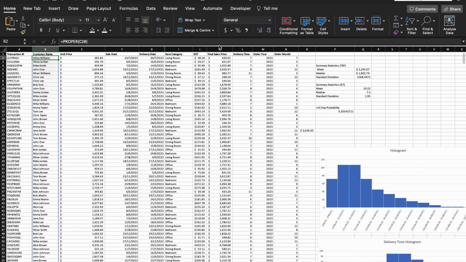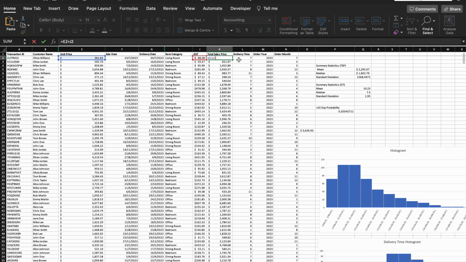For step three, I added GST. I did it by this formula, E2 times 10%, which is what the instructions were, 10% of the unit price. Made that into a new column. Then total sales price, adding both the GST and the unit price together. Made a new column for that.